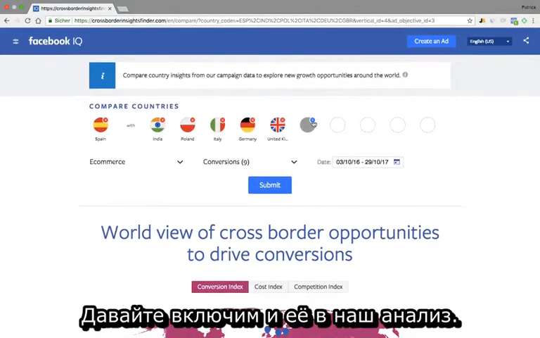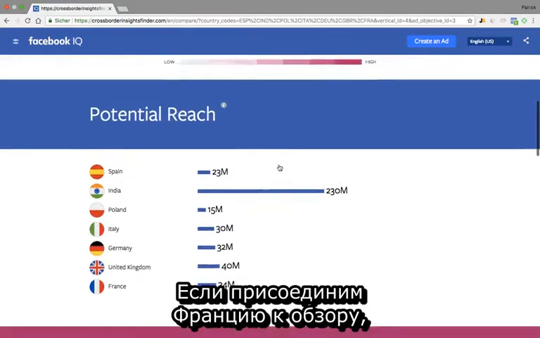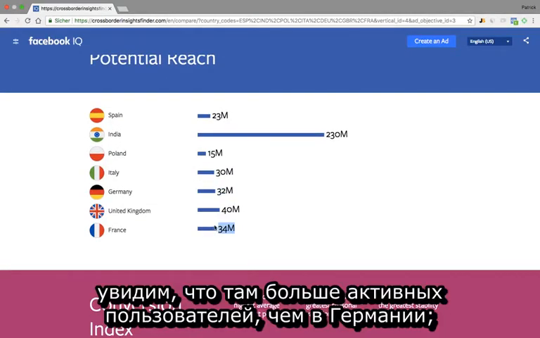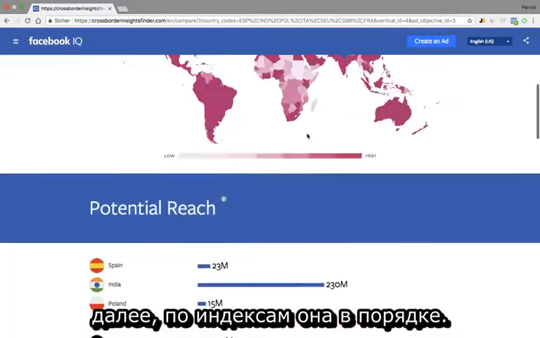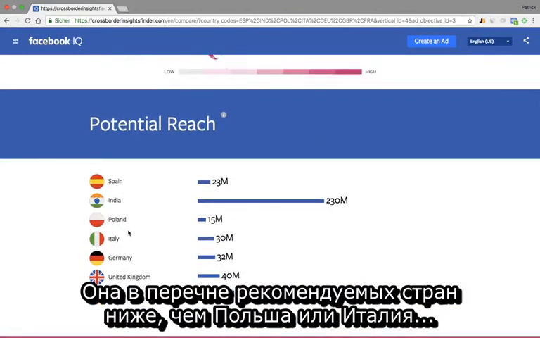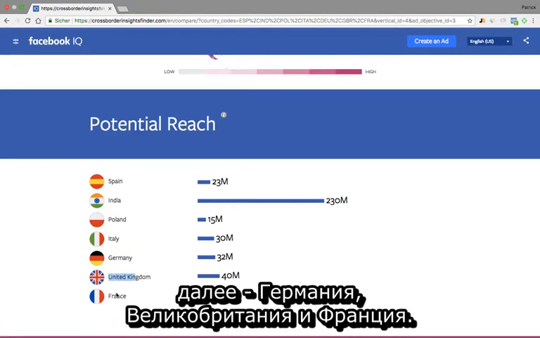And let's also take this into our analysis here, France. If we take France also into consideration, it has more monthly active users than Germany. And the other numbers we have taken a look at, it's okay-ish. It's not as recommendable as Poland and Italy. So the two first countries that I would enter are Poland and Italy, then Germany, UK, and France.